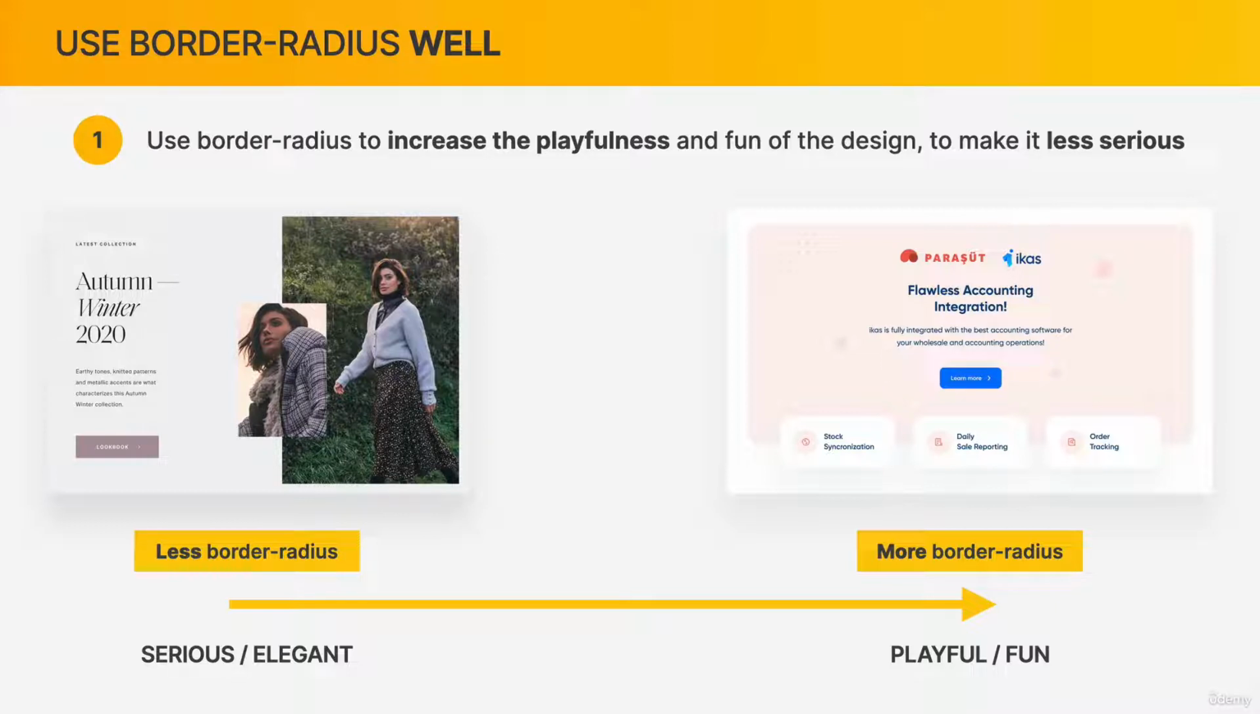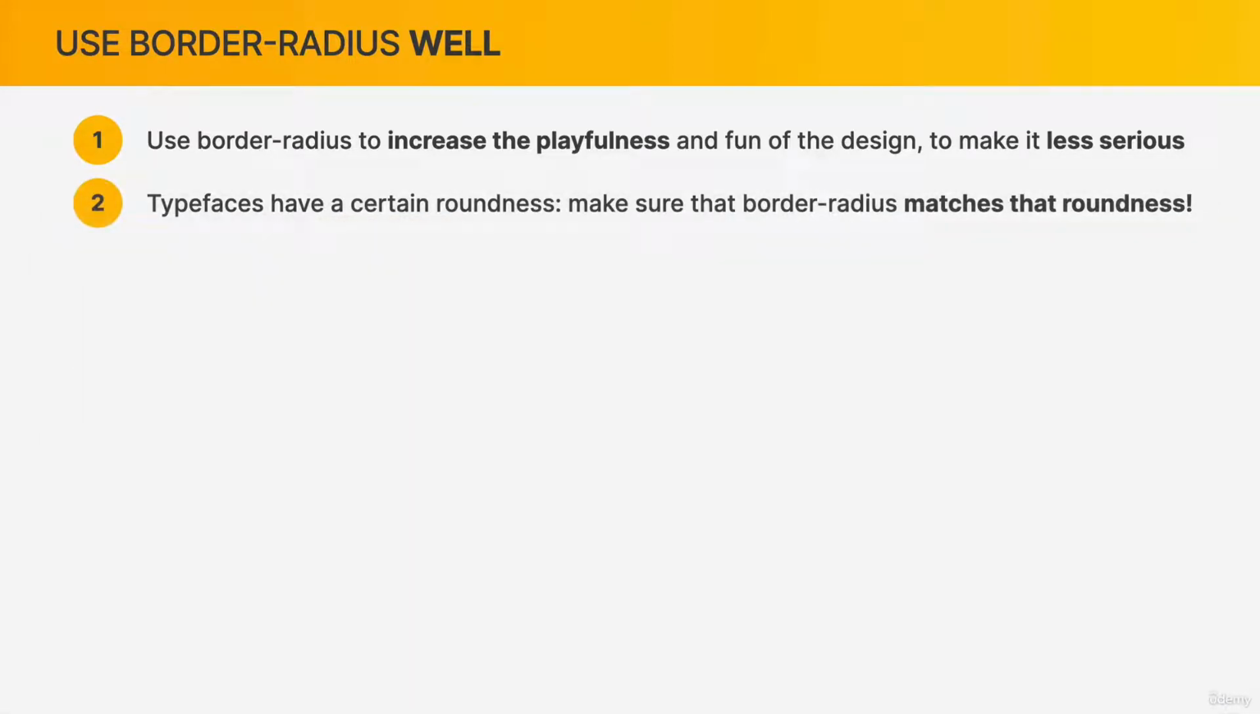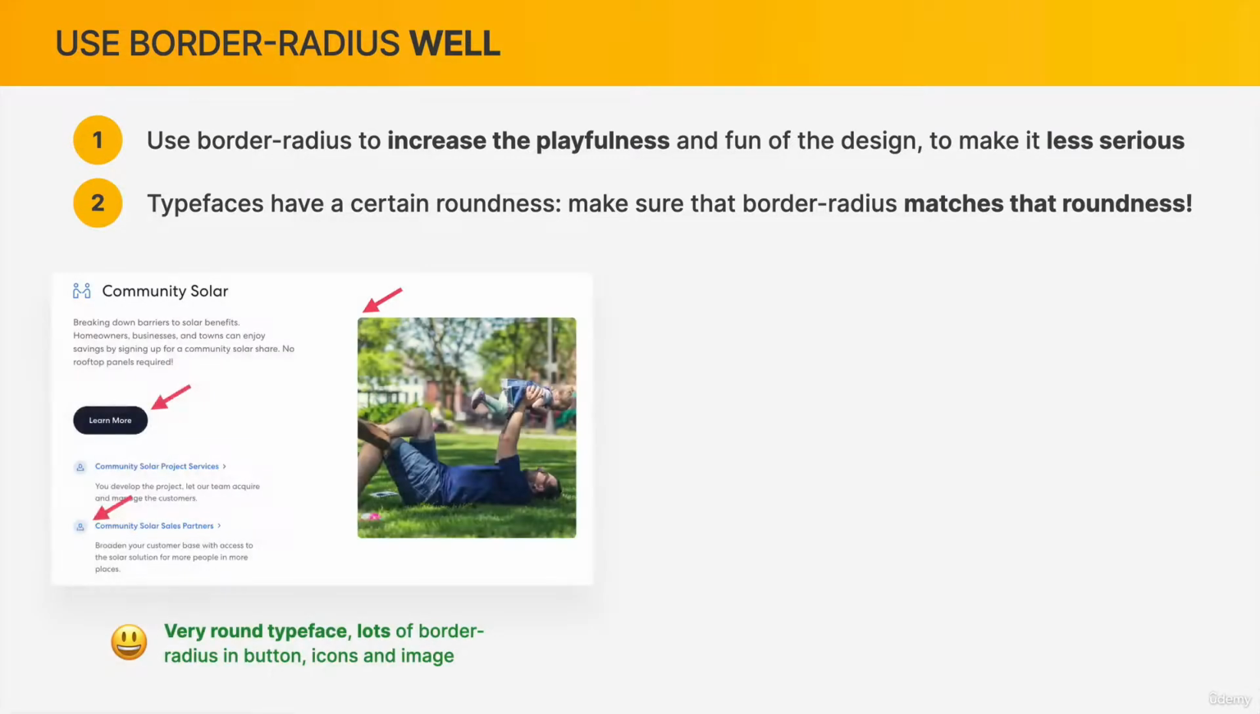or more elegant. Now, in order to actually choose the amount of border radius, a good indicator is the typeface. The typeface that you choose will already have a certain roundness, and so you can make the border radius match that roundness. For example, in this design right here, the typeface is pretty round. And so we have those rounded corners on the image. We have the button also completely round, actually. And then we even have those icons wrapped inside of circles.